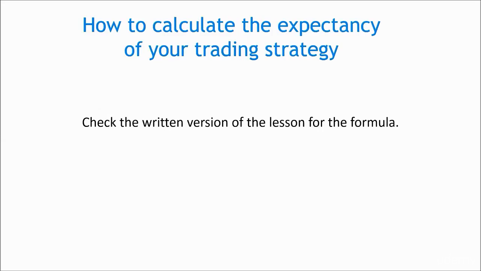How to calculate the expectancy of your trading strategy. Now that you know what an R multiple is, we can get back to calculating your expectancy. Add up the total R value of your trades. Divide this total by the number of trades you have made. So it's total R divided by number of trades equals expectancy.